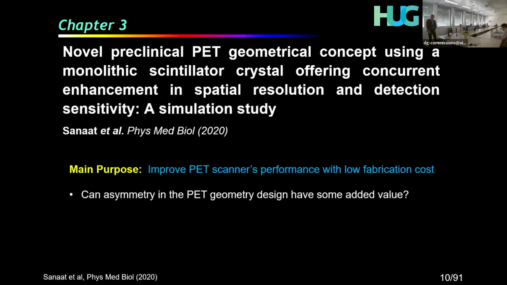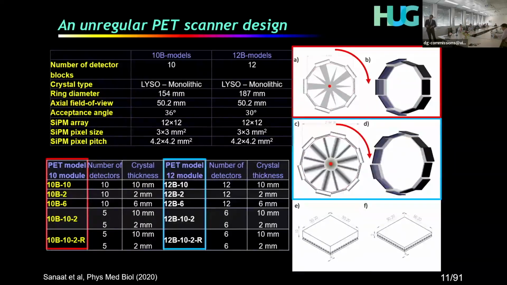In chapter 3, we introduced a preclinical PET scanner with irregular geometry. Basically, we use two different types of detector with high resolution and high sensitivity. And we wanted to study if asymmetry in the PET scanner geometry can bring some added value in terms of performance. Here you can see the design we did. We basically had a detector with thin crystal, which brings us high resolution, and a detector with thick crystal, which brings the high sensitivity. And we imagined two scenarios.